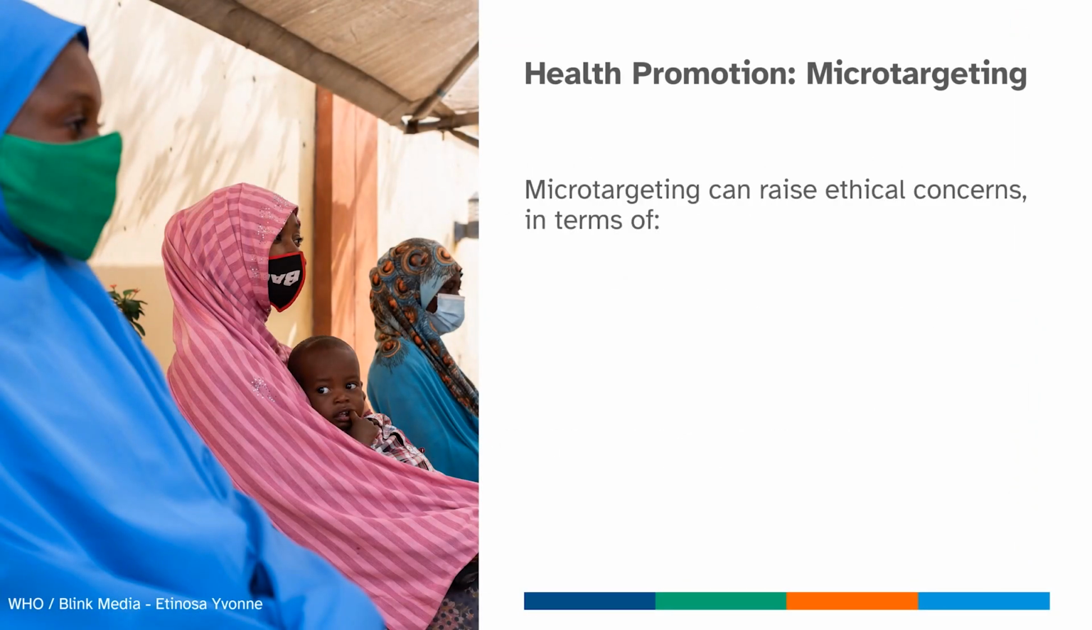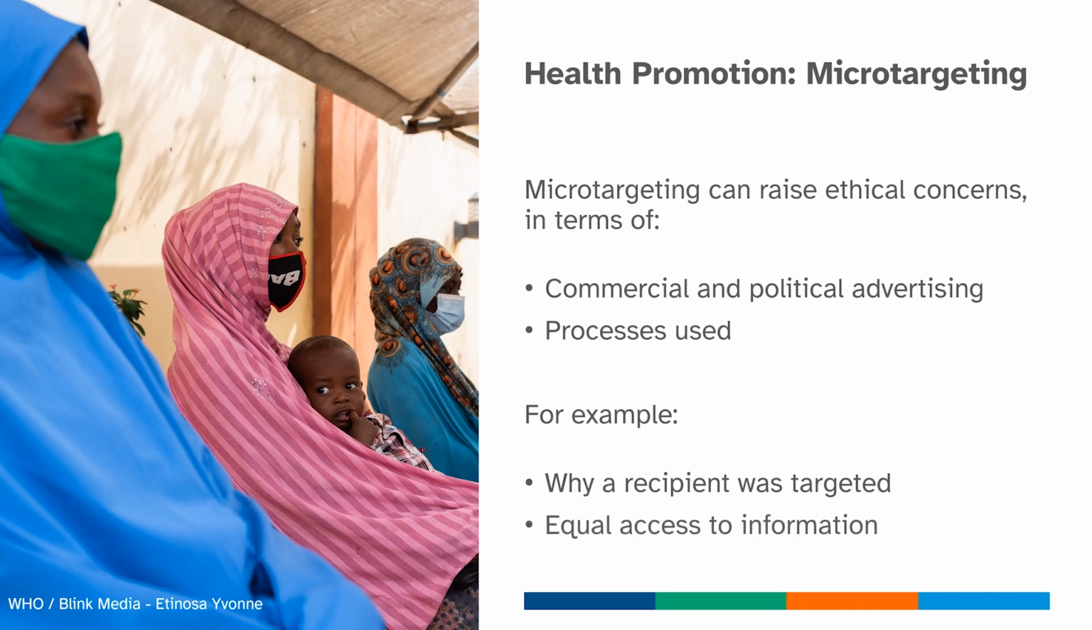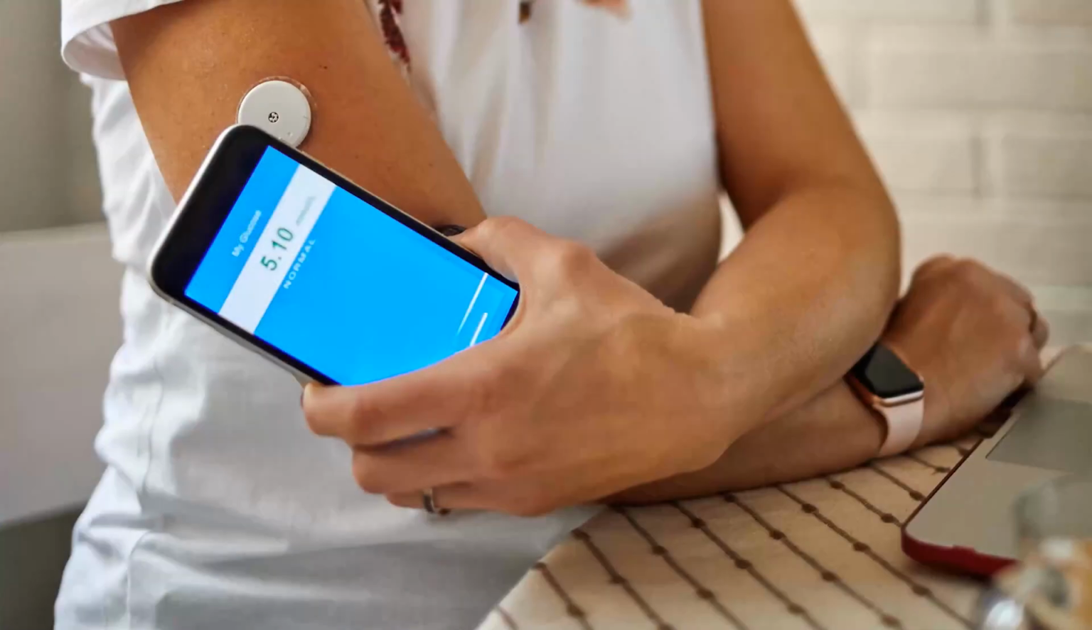Micro-targeting can raise human rights and ethical concerns in terms of commercial and political advertising, and the processes used to facilitate micro-targeting. For example, message recipients may not receive an explanation for why they have been targeted. Micro-targeting may undermine a population's equal access to information. Micro-targeting can also facilitate exclusion or discrimination if it is used improperly.